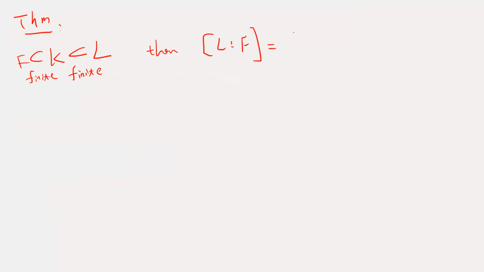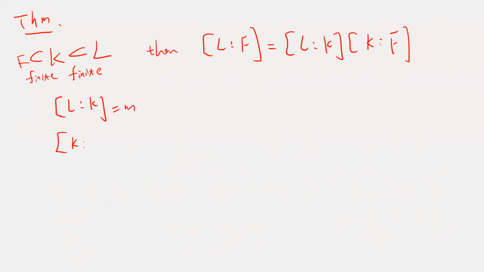Okay, let's talk about the first theorem. Very easy. If L is an extension of K and K is an extension of F, such that these are finite, where finite means the dimension is finite, then [L:F] will be [L:K] times [K:F]. The proof is not so difficult. Let's say [L:K] is m and [K:F] is n.